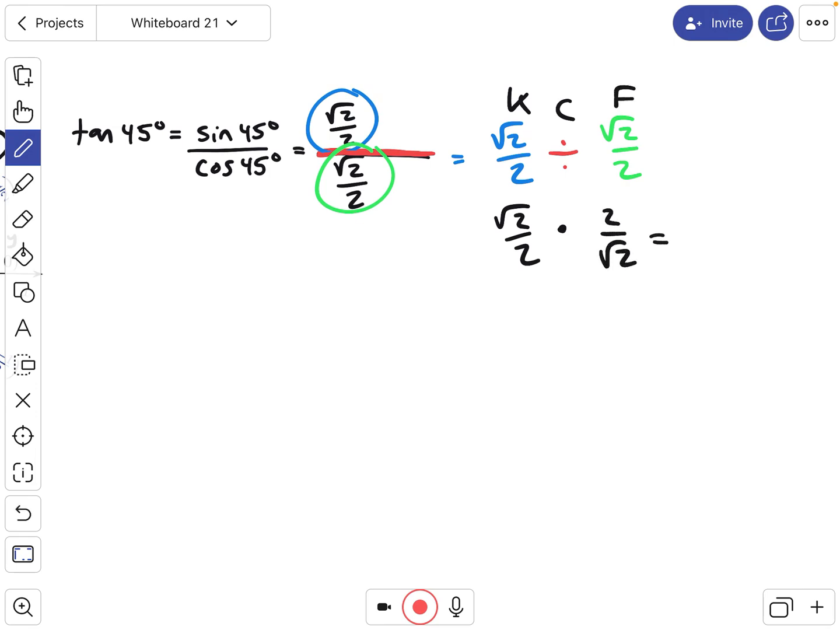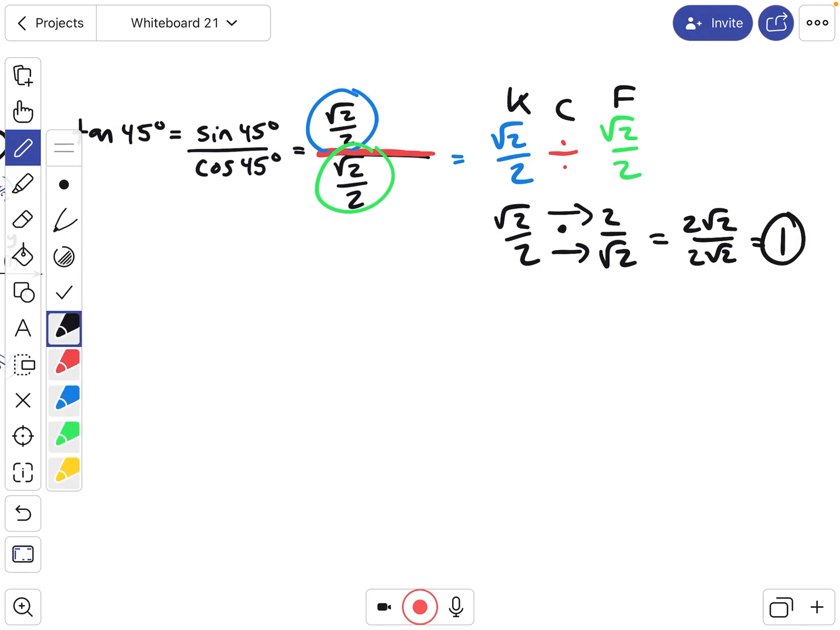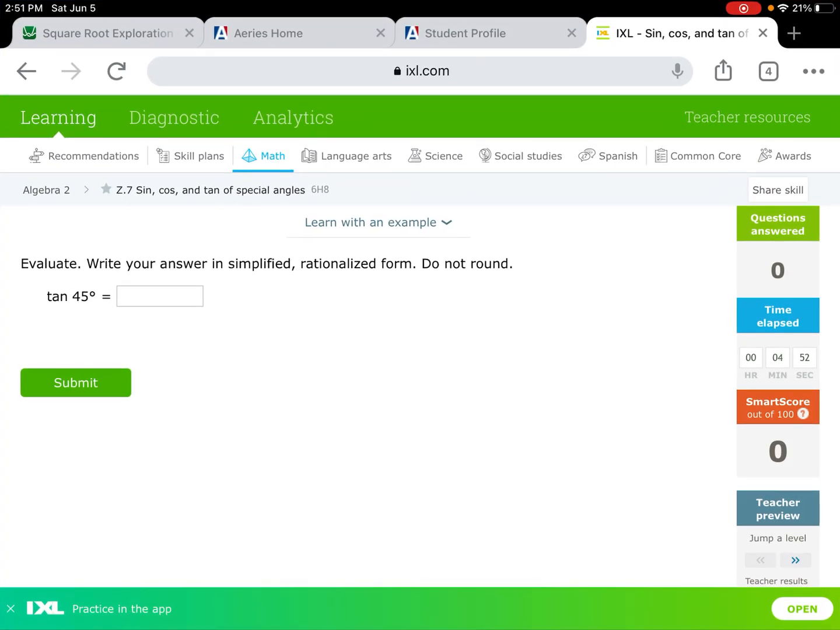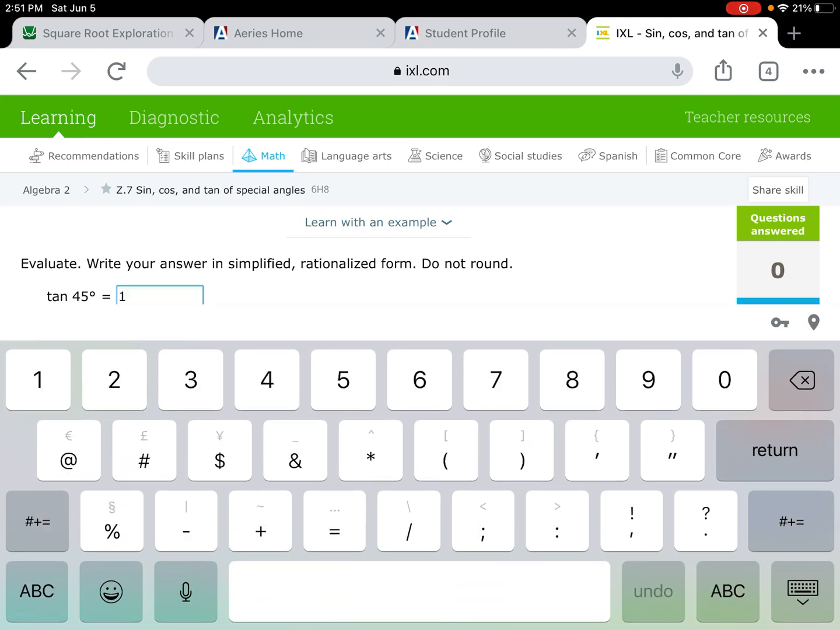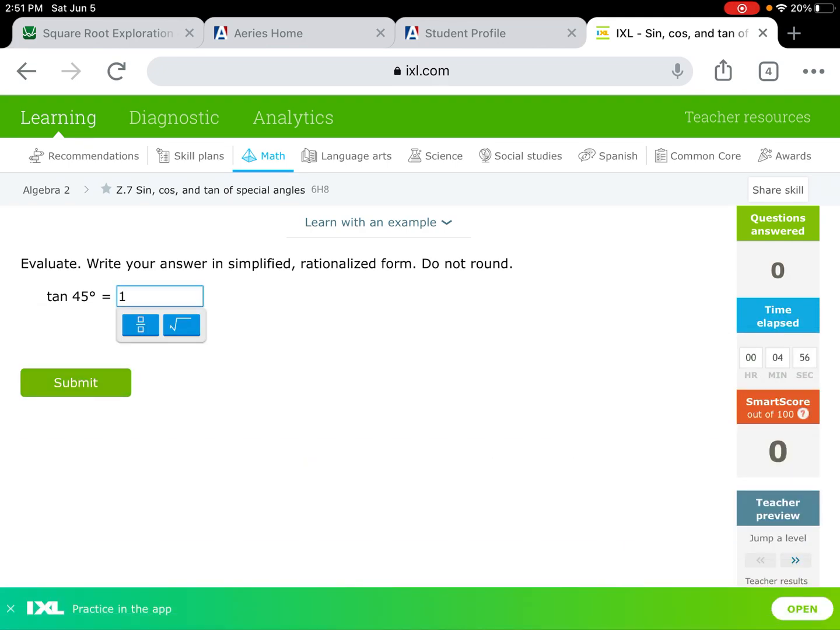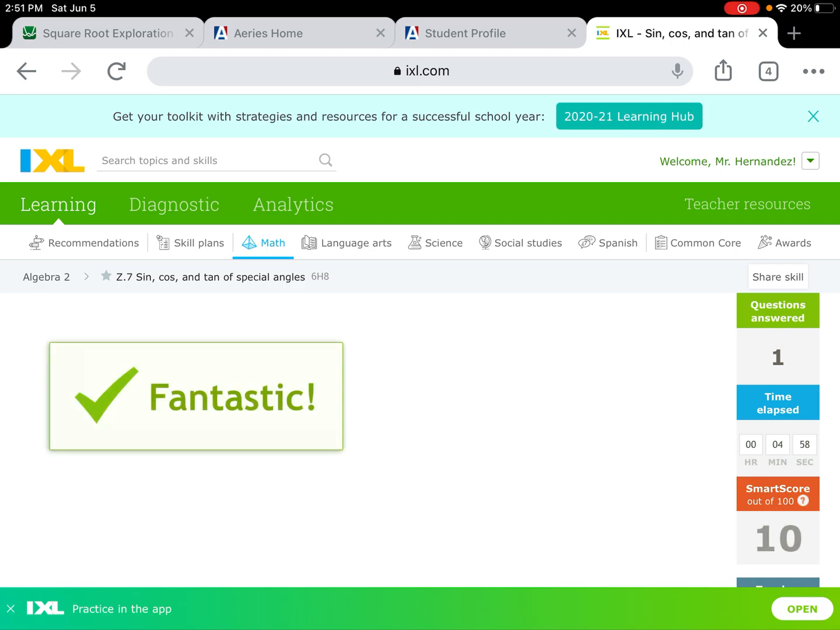And what happens here is you can multiply straight across and divide. So that's 2 square root of 2 over 2 square root of 2, which is really just 1. You could have also, instead of multiplying across and dividing, cross-canceled these and got 1, and cross-canceled these and got 1, and you would have still gotten 1. So that's the answer here, is 1. And so let's see. Let's submit that.